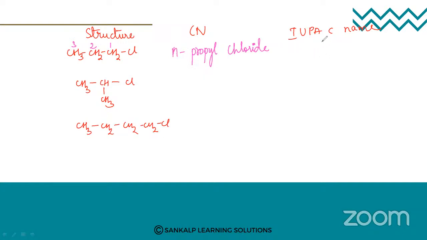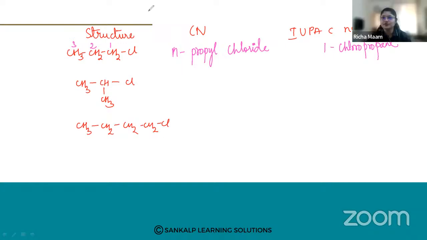Then what is the IUPAC system? In the IUPAC system, you write halo substituted haloalkanes. At what position is your halogen substituted? At one position, so one chloro, then propane: 1-chloropropane. Similarly, this one, can anyone tell me?